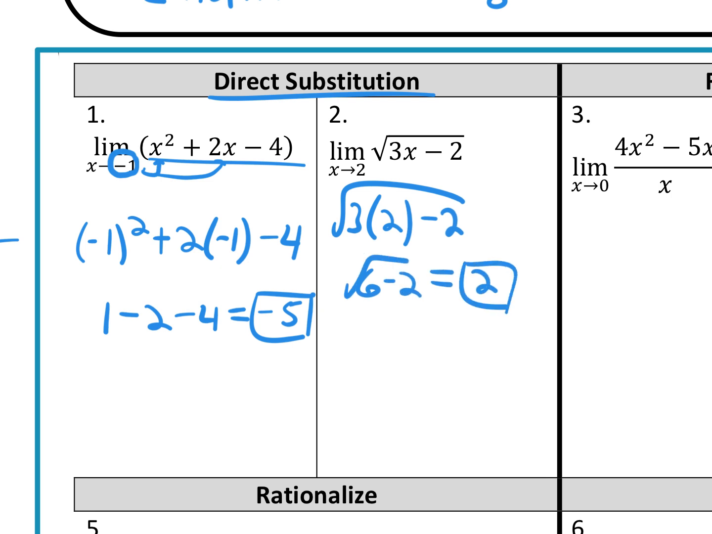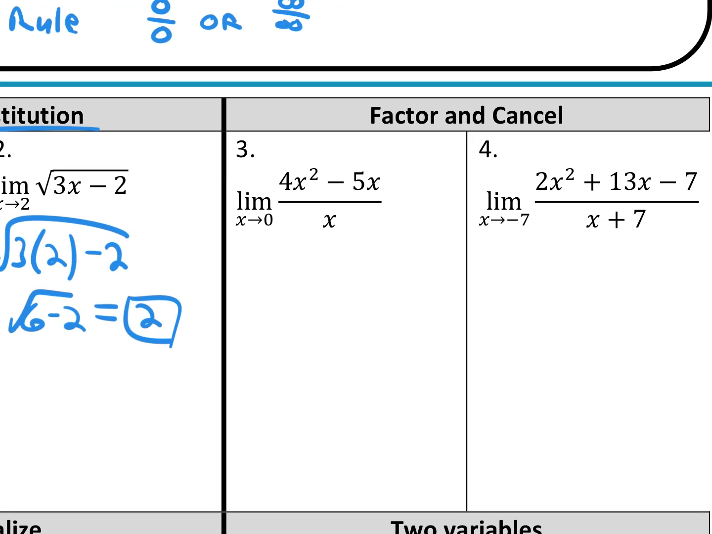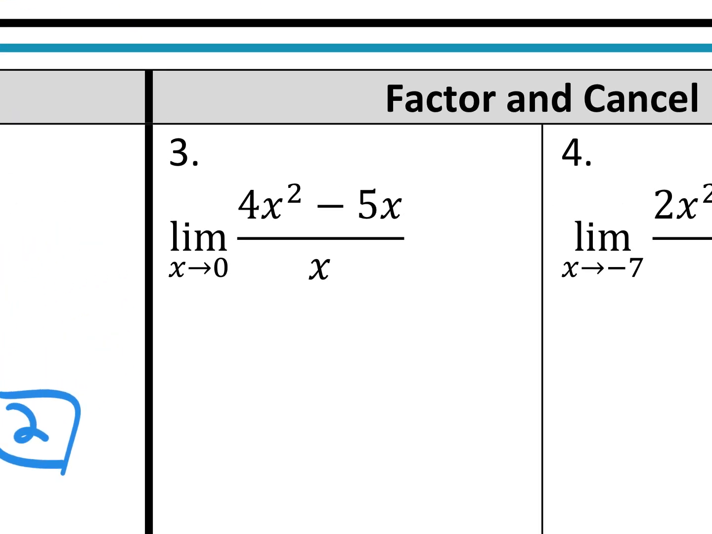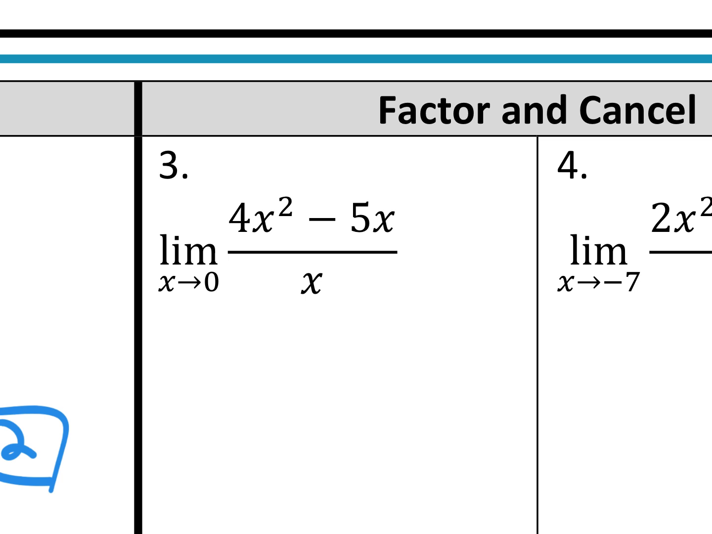All right. Now let's say you tried doing that with the next one. I know it says factor and cancel, but let's say we didn't see that and we want to try plugging it in. If we were to just plug this in using direct substitution, we would get 4 times 0 squared minus 5 times 0, over 0. What does that get you? Good, it gets you a 0 over 0.